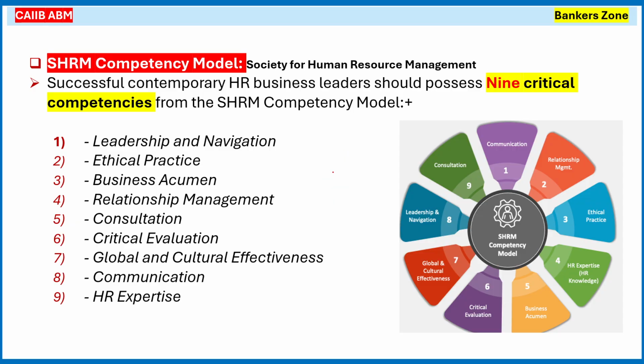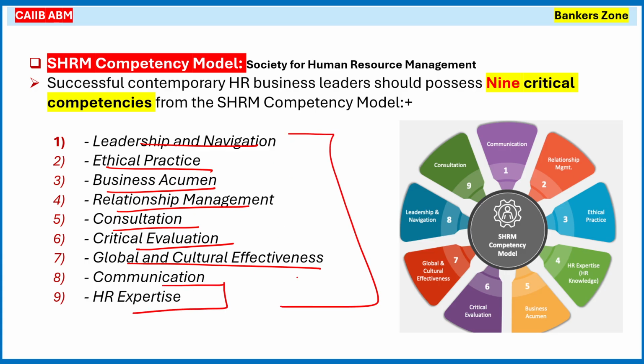What are they? Simply, leadership and navigation, then ethical practice, business acumen, relationship management, consultation, critical evaluation, and global and cultural effectiveness, communication, and HR effectiveness. So these are the nine competencies the SHRM competency model has.